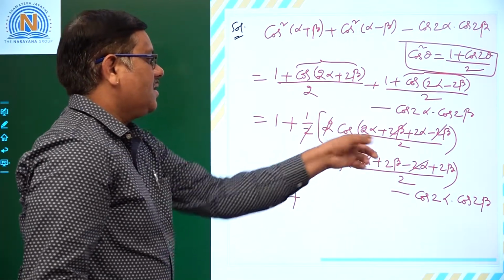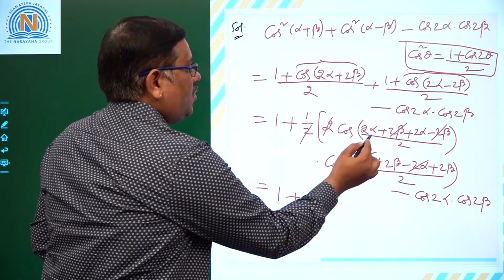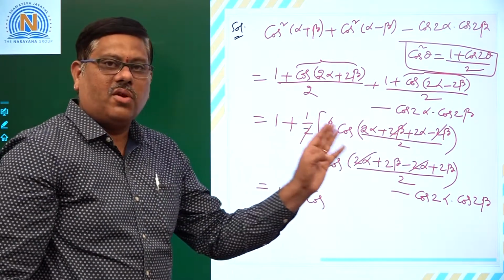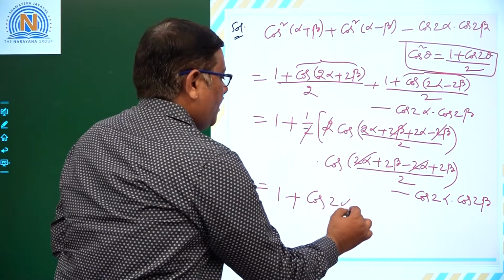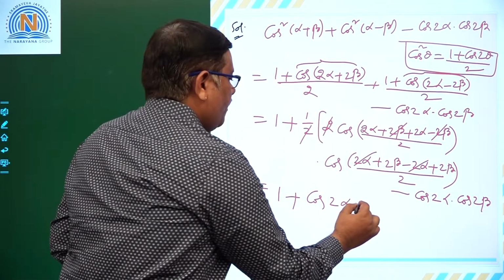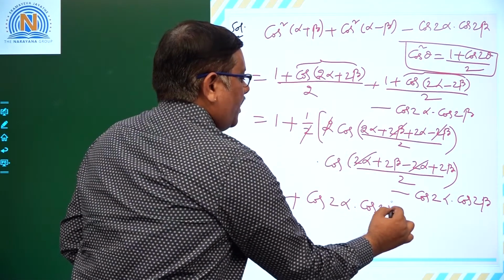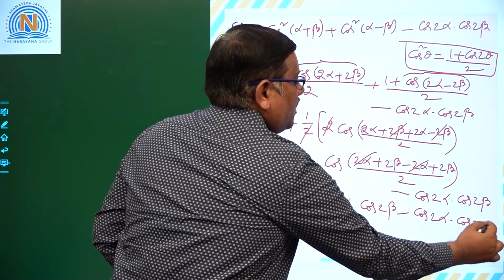What is the result we have here? That is 1 plus cos of (2 alpha plus 2 alpha). How much is that? 4 alpha. 4 alpha by 2 is 2 alpha. So cos 2 alpha into cos of (2 beta plus 2 beta), 4 beta by 2, that is again cos 2 beta, minus cos 2 alpha into cos 2 beta.